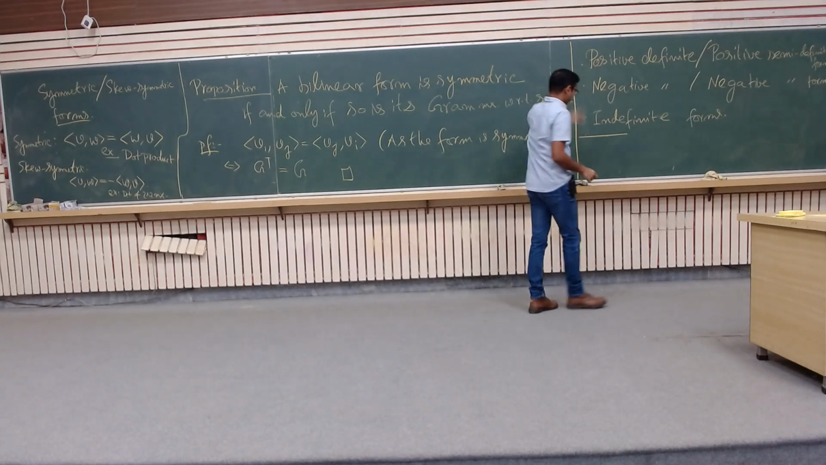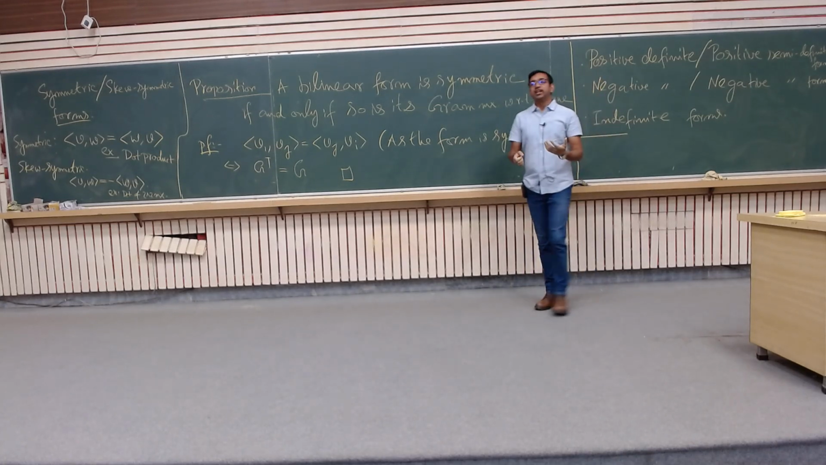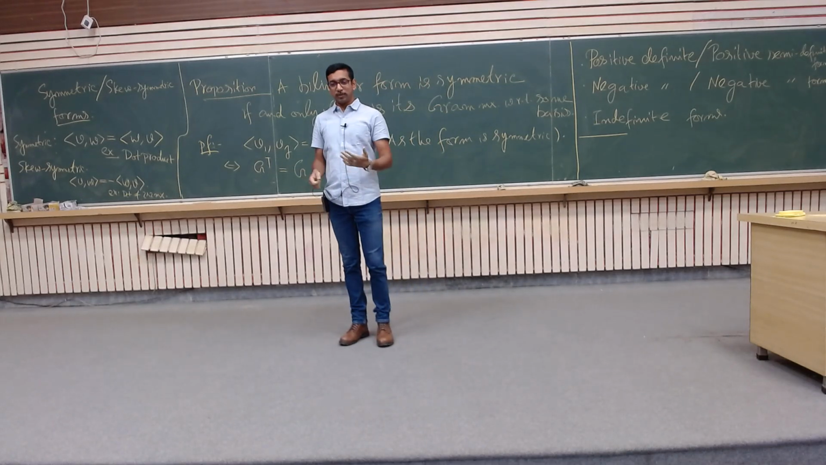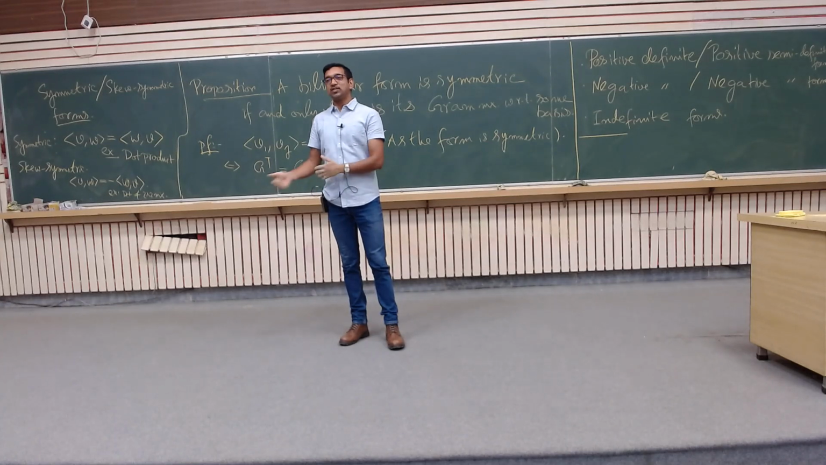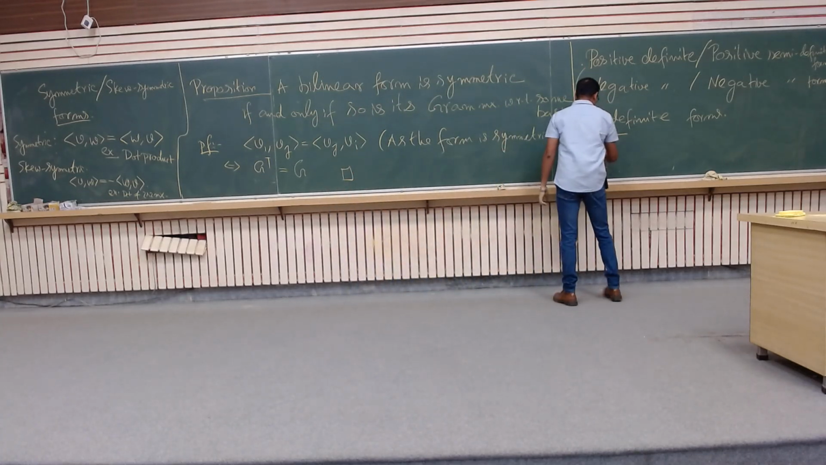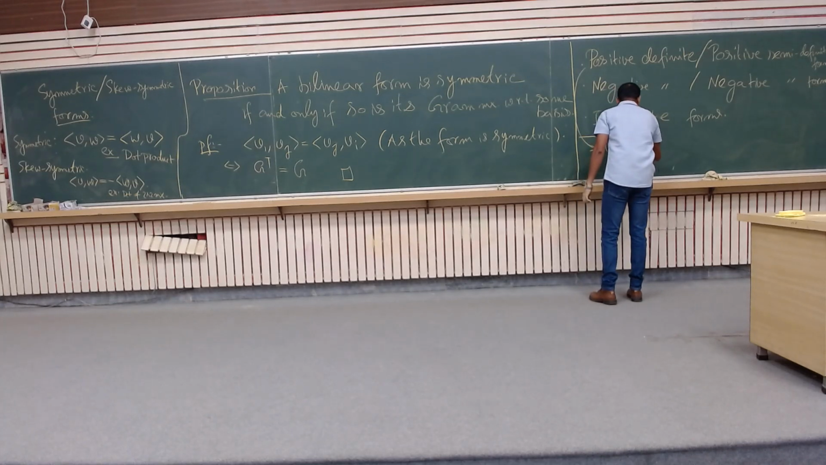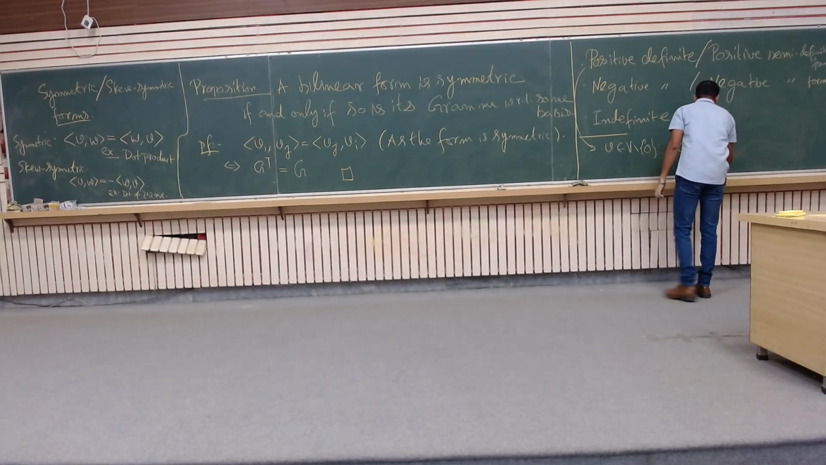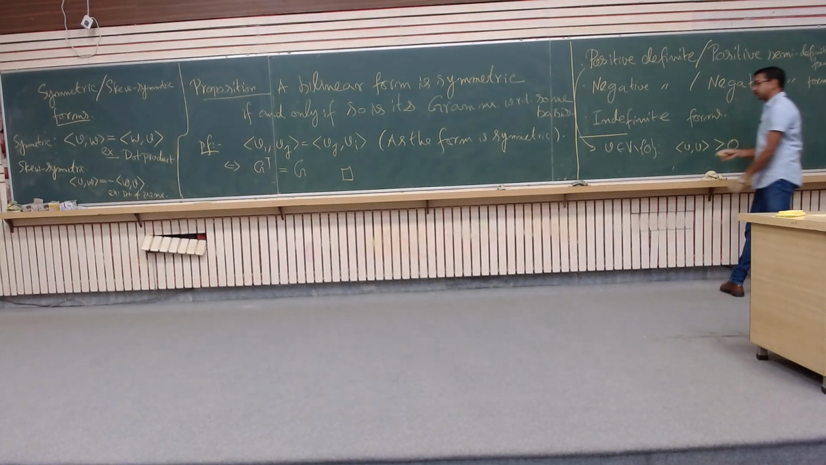The first one, well, you take some non-zero vector, you take the product with itself, well, you are putting the same vector in both of the arguments. If that is greater than 0, always, we say the form to be positive definite. So first one, v in V minus 0, then ⟨v, v⟩ is greater than 0.